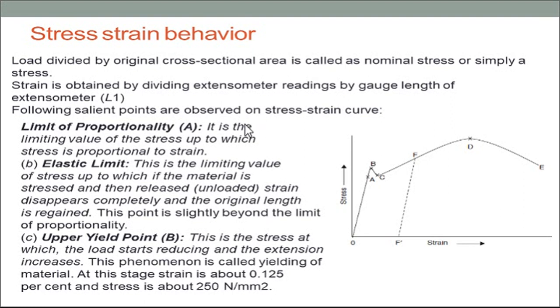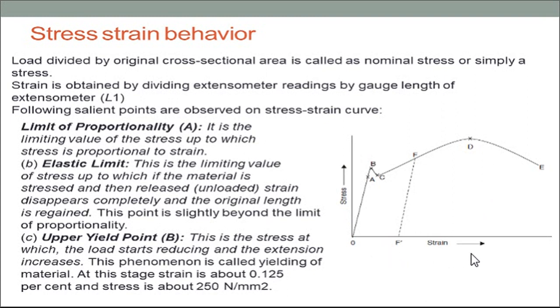Following are some of the salient features or salient points observed in the stress strain curve. After performing the tension test on the mild steel, these are some of the important points that we will study by using this stress strain curve. You can see this particular figure, which we get after performing the tension test on the mild steel bar.